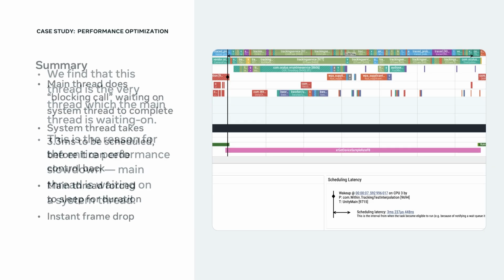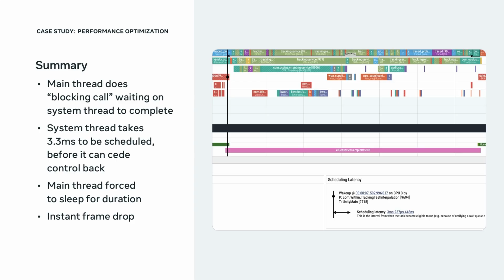That was taking forever. So an overall summary, if that was a mouthful, is that the main thread was doing what's known as a blocking call. These are definitely an anti-pattern in CPU programming, not something you want too much. It was doing a blocking call, waiting on system work to complete. The system thread took a while to be scheduled, 3.3 milliseconds, and only once it was scheduled could it even finish and cede control back. And that's just an instant frame drop, because the main thread was stalled for 3.3 milliseconds.